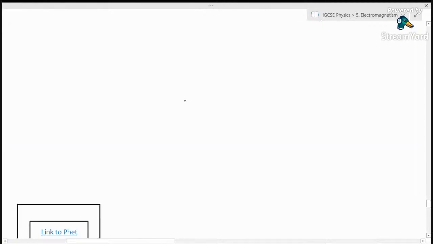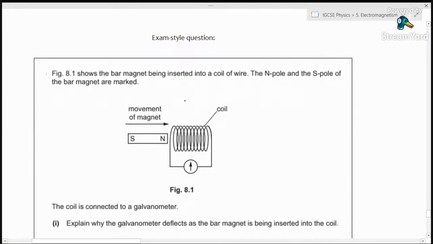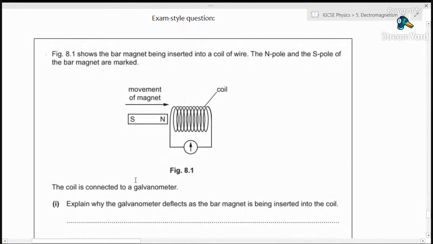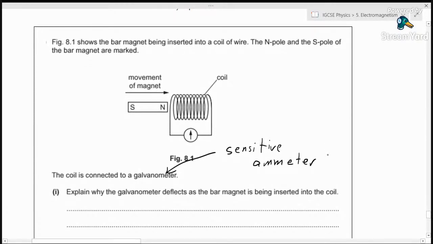So the coil is connected to a galvanometer. And again, remember, a galvanometer is basically just a super sensitive ammeter. And hopefully we all remember that ammeters are used to measure current and voltmeters are used to measure voltage or EMF or potential difference. Those are all the same thing. So it says the coil is connected to a galvanometer. Explain why the galvanometer deflects as the bar magnet is being inserted into the coil.